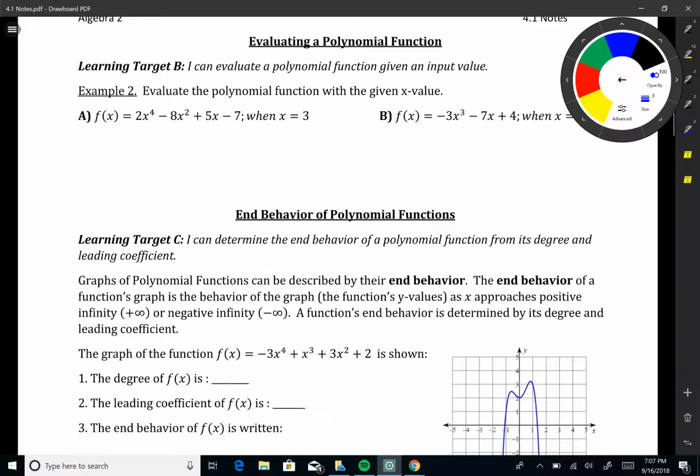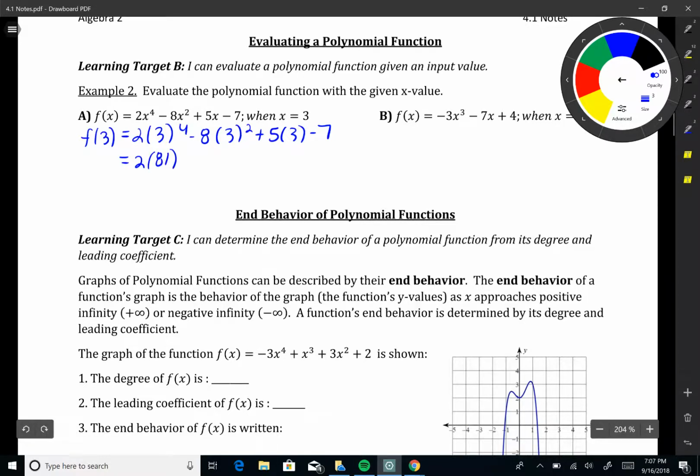Evaluate when x equals 3. So that means we're finding f of 3. So I'm going to put 3 in for every x value here. Remember that you can put that entire expression in your graphing calculator if you would like. But I'm going to go step by step just so you can see that. That'd be 2 times 3 to the 4th, and 3 to the 4th is 81. Minus 8 times 3 squared is 9. Plus 5 times 3, that's 15.